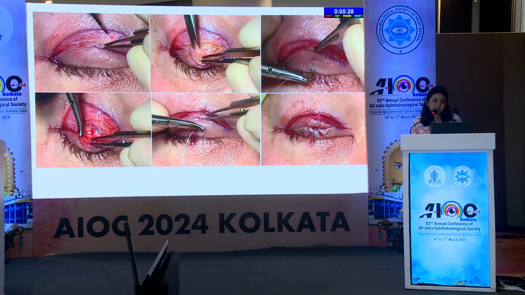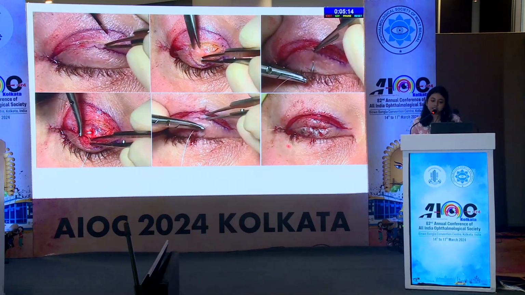So in this picture, as we can see, there is a lid crease incision given. Dissection is done to expose the anterior surface of the tarsus. And here we can see the passage of the suture. The suture passes in the anterior lamella just above the lash line. It comes out and hitches to the tarsus at a higher level.